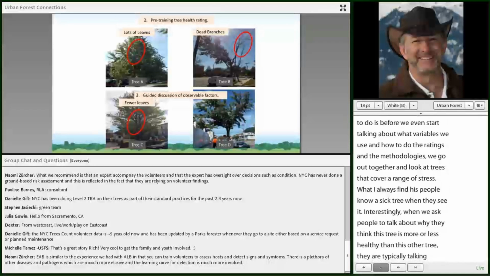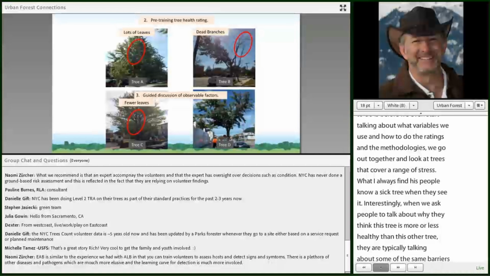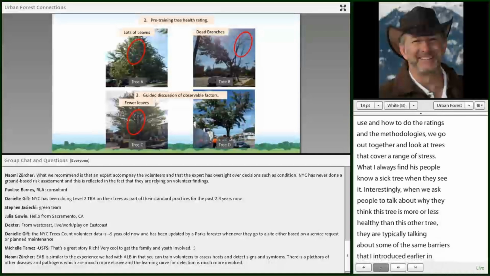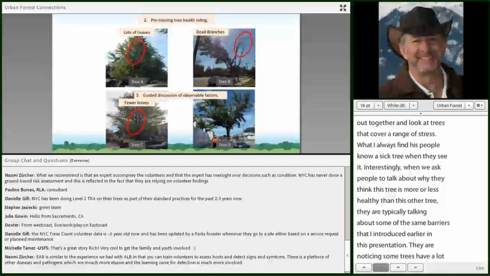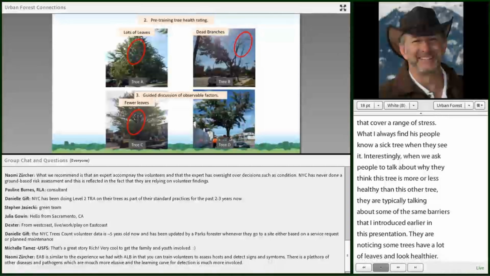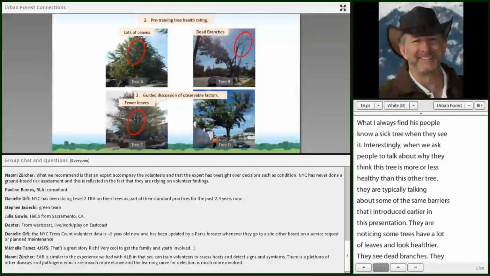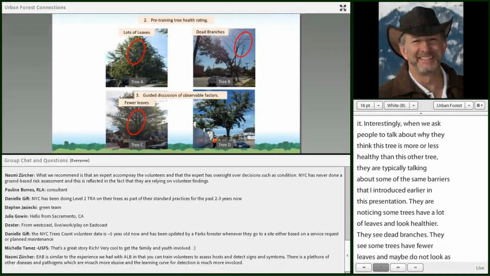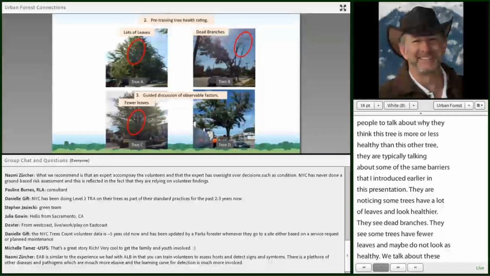They're noticing that some trees have lots of leaves and they look healthier. They see dead branches on trees. They see that some trees have fewer leaves and maybe don't look as healthy. And so we talk about these things really in an effort to honor the knowledge that they already have, that they already bring to the table in this work.